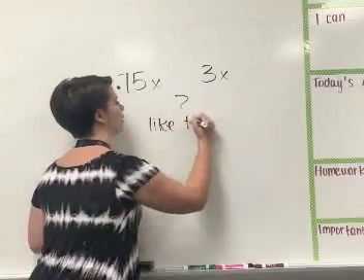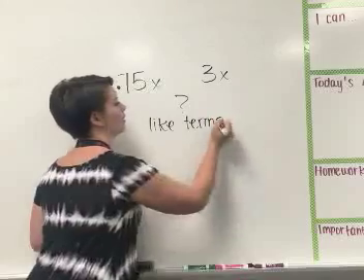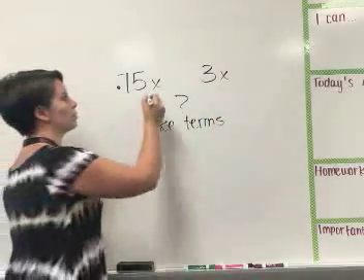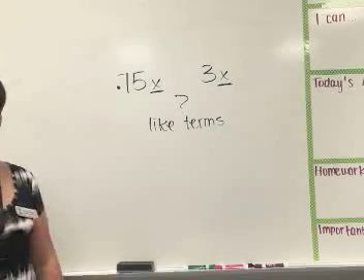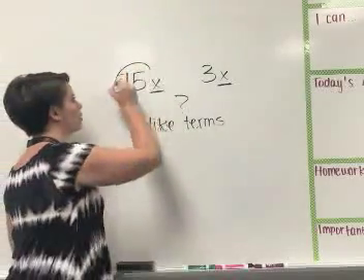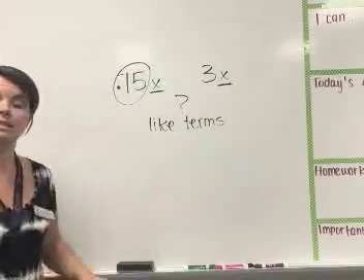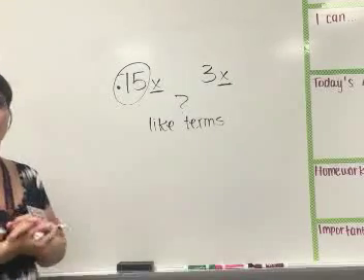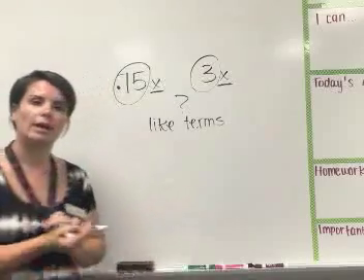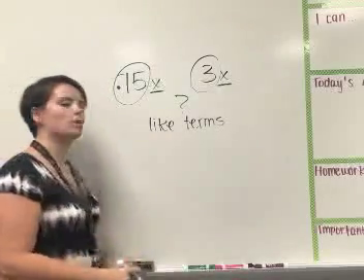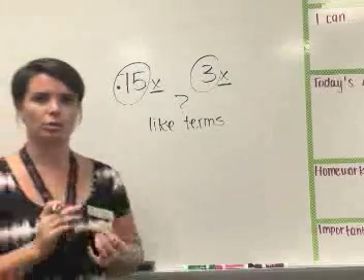Are they like each other? Yeah, because they both share the same variable x, right? Don't get confused because the coefficient is a decimal. Decimals are rational numbers. You can combine two rational numbers. 3 is a rational number. Rational numbers are large, big, small, decimals, fractions, right?